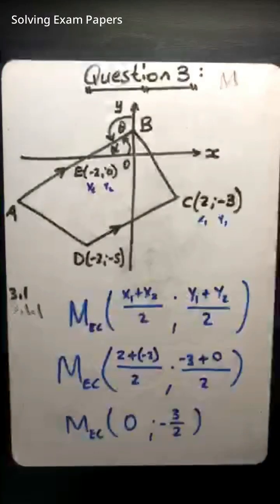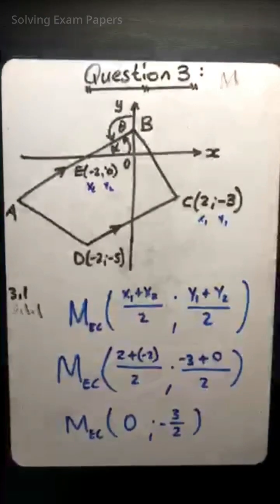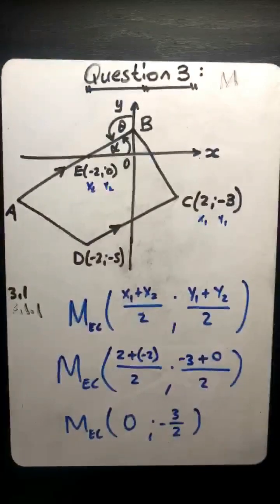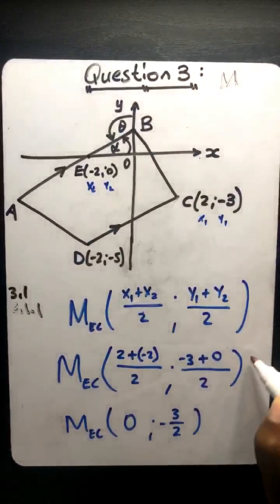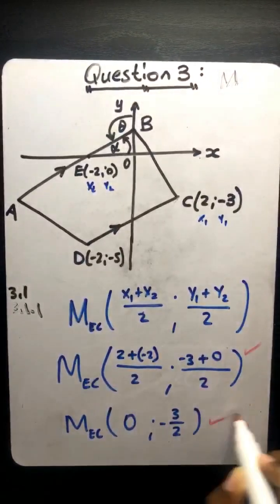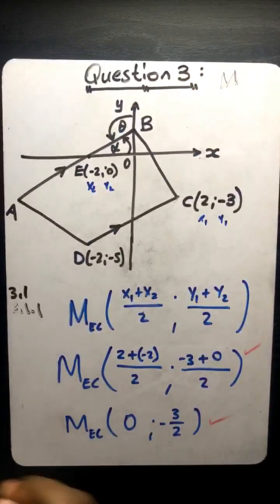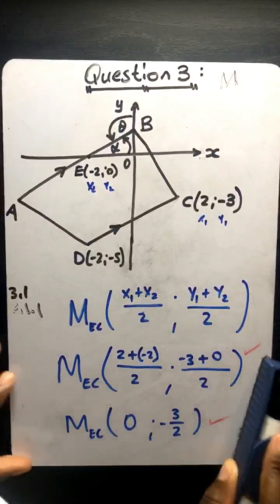Okay. I just got a confirmation from Buddha saying it's 0 and negative 3 over 2. So by so doing, I'm telling you guys, the examiner is going to give you a mark for correct substitution and a mark for correct midpoints. That was as easy as that.